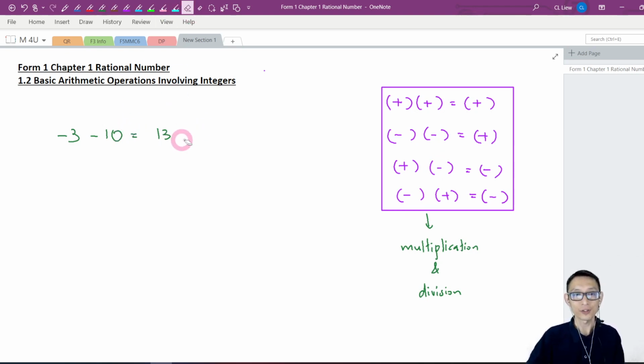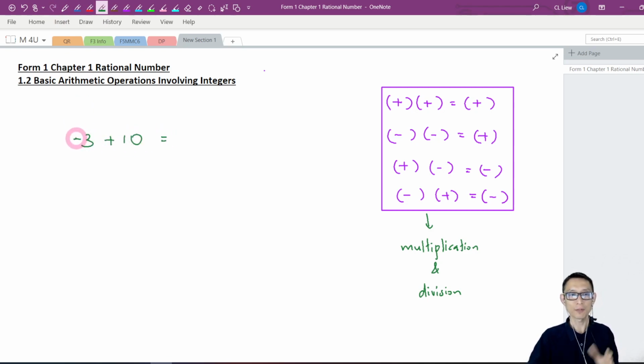For addition or subtraction, if you don't know how to do it, you can try this way. Let me give you an example. Now you have a negative sign here and a plus sign here. Whenever you see a negative sign, you think about loss. When you see a plus sign, you think about profit. If you don't know how to solve this one, let me ask you in another way, and you should be able to come up with the answer.